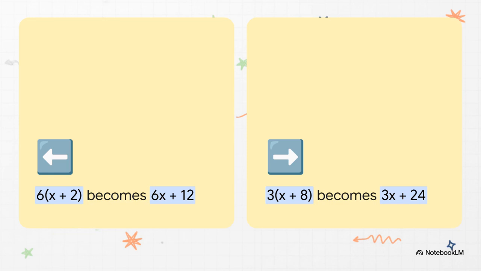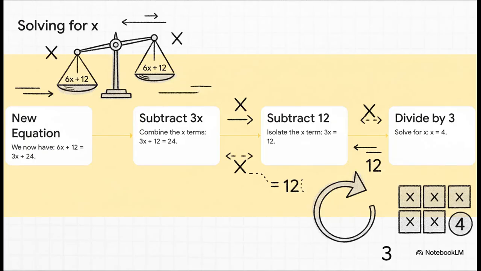So on the left, 6 times x is 6x, and 6 times 2 is 12. Easy. That side becomes 6x plus 12. On the right, 3 times x is 3x, and 3 times 8 is 24. So that side becomes 3x plus 24. And just like that, the parentheses are history. So now we've just got an equation with variables on both sides, which is no big deal. Let's get our x's together by subtracting 3x from both sides.